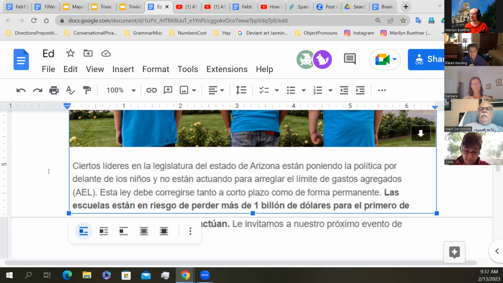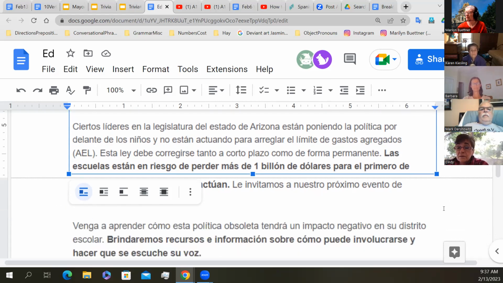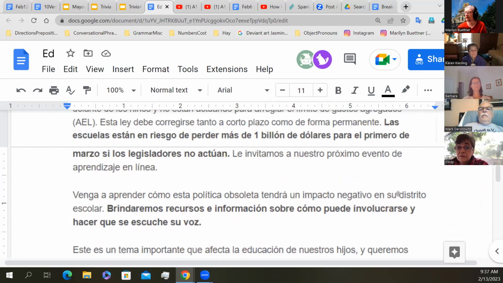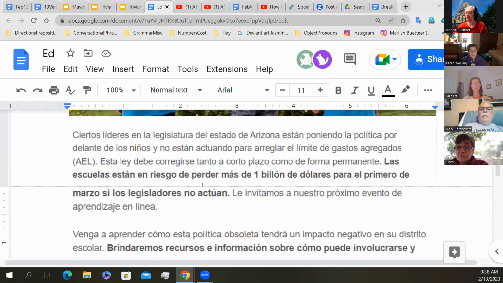adopting a policy regarding kids, on behalf of kids, that is not acting to, that is not functioning, not actuar, is not functioning to fix the aggregated spending limits. So that's what that was about. Schools are at risk of losing more than $1 billion by the 1st of March.